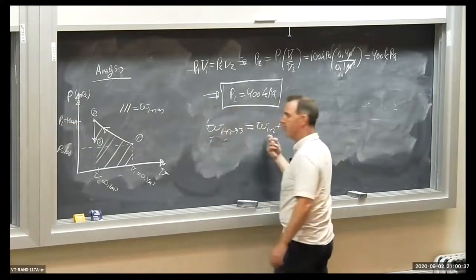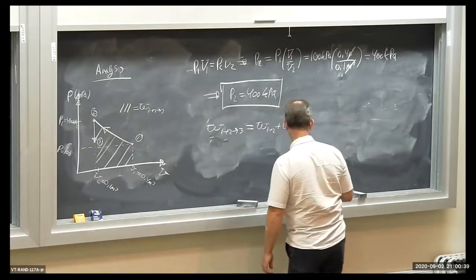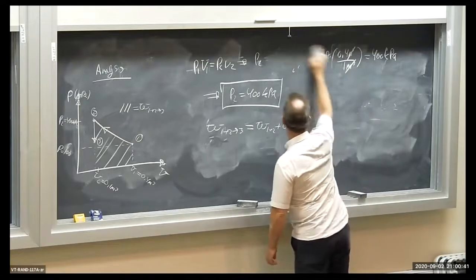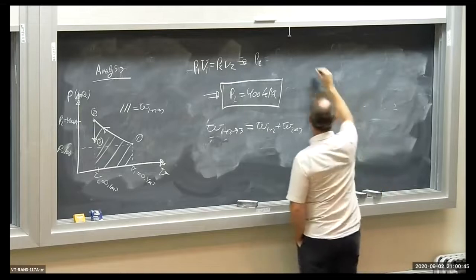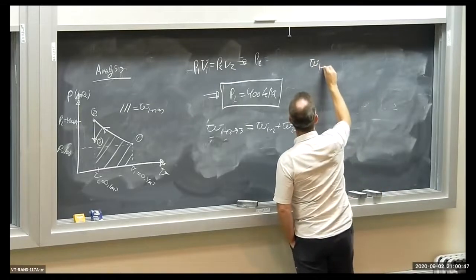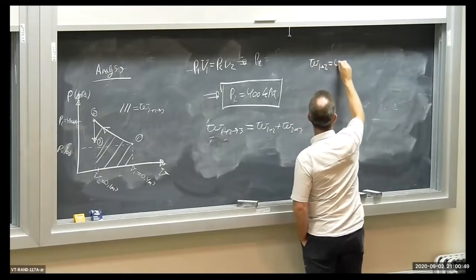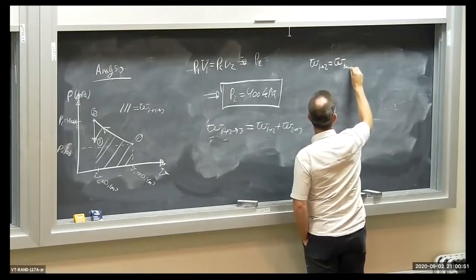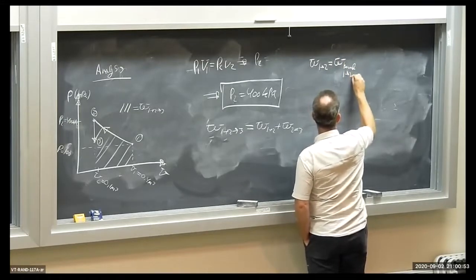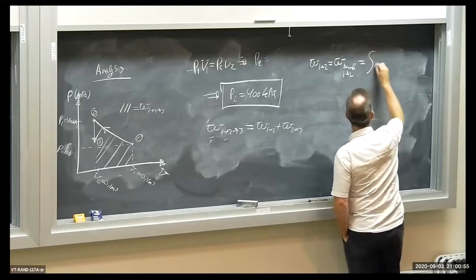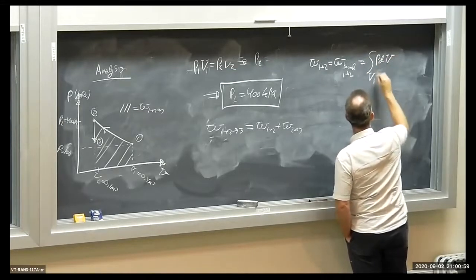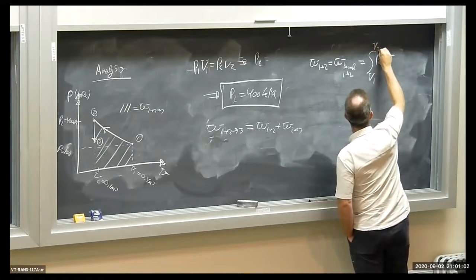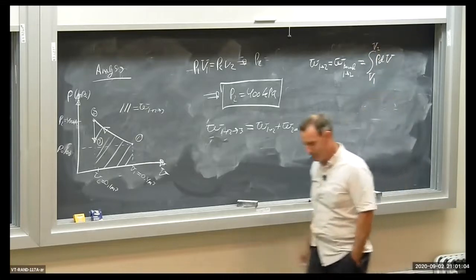Let's do the hard one first. Let's calculate work from 1 to 2. This is actually boundary work. That's going to be the integral of P dV from the initial volume V1 to the final volume V2.